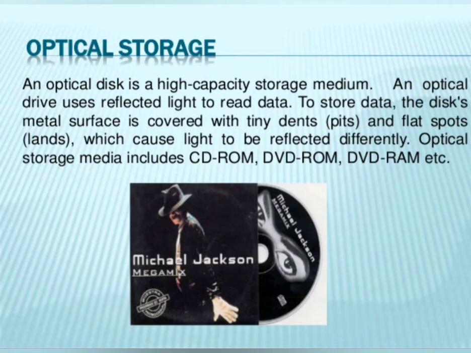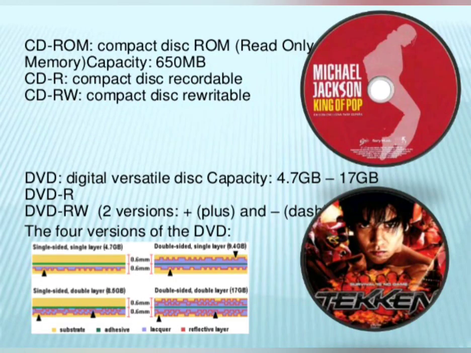Now see optical storage. An optical disk is a high capacity storage medium. An optical drive reflects light to read and store data. The disk's metal surface is covered with tiny dents and flat spots which cause light to be reflected differently. Optical storage media include CD-ROM, DVD-ROM, and DVD-RAM, etc.